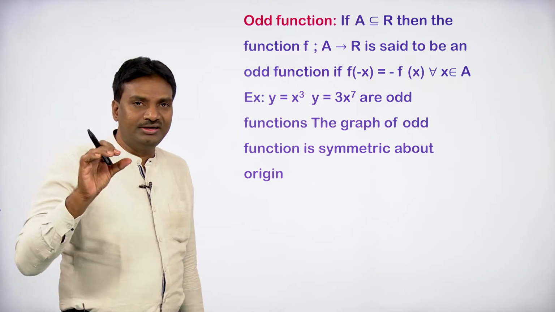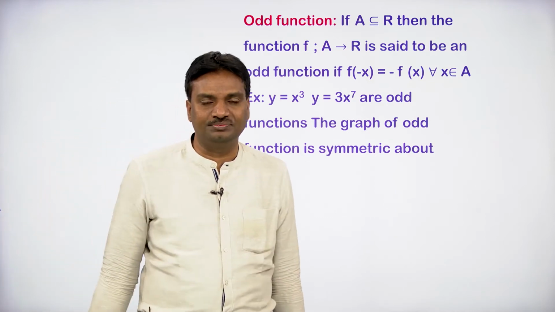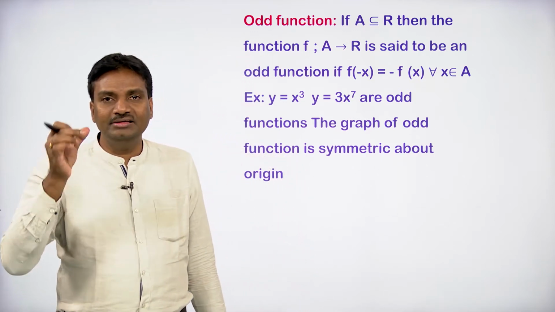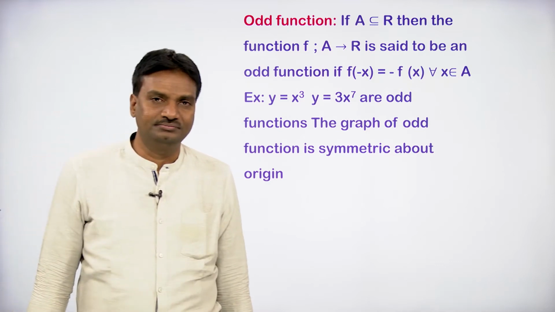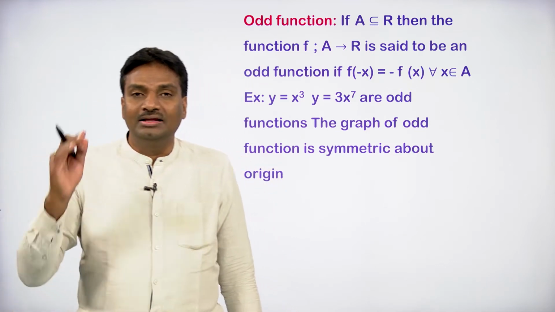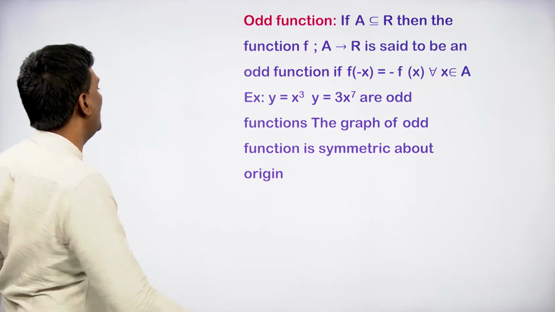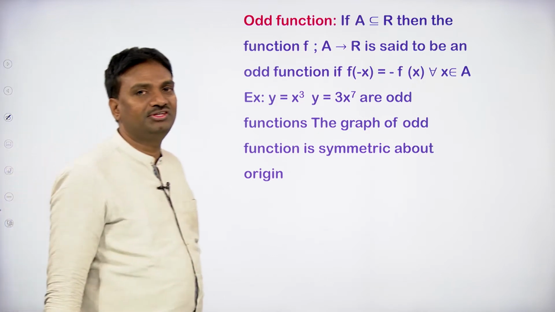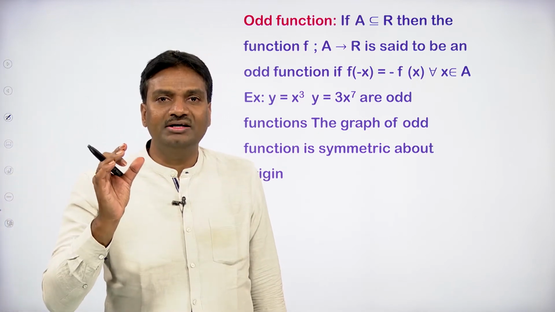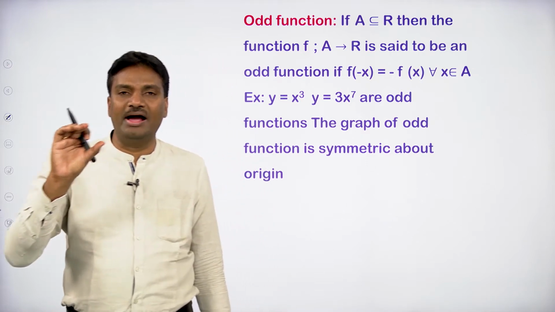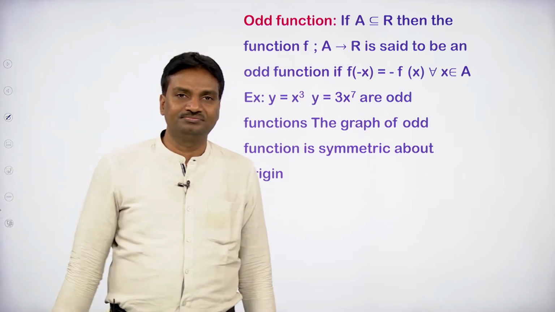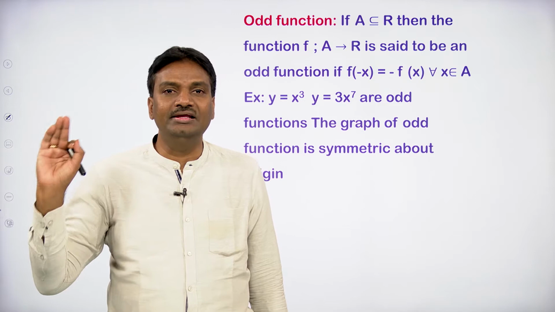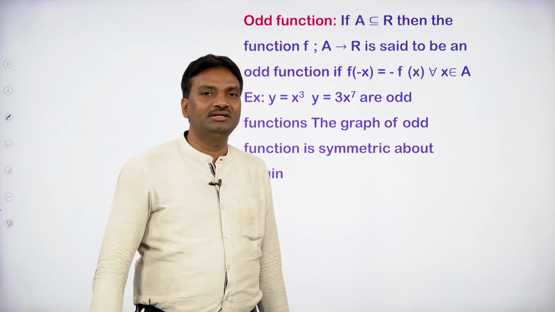In the last class we discussed what the even function is. Suppose R is the set of real numbers and A is any subset of capital R. Then the function f maps A to R is said to be an even function if f of minus x equal to f of x. In the given function, in place of x, by writing minus x, you will not get any change. Then we can say that is an even function.